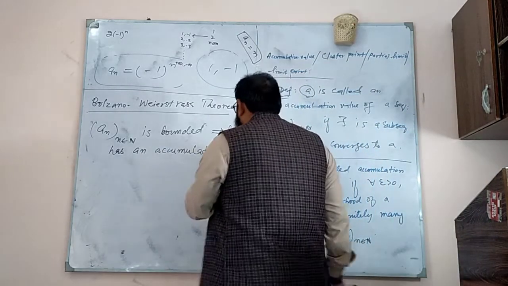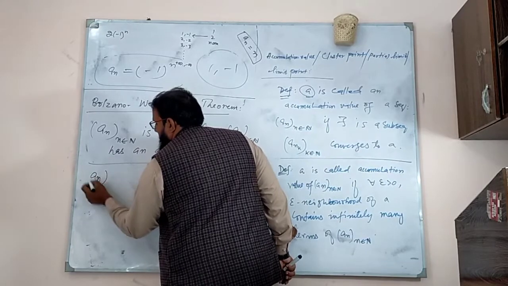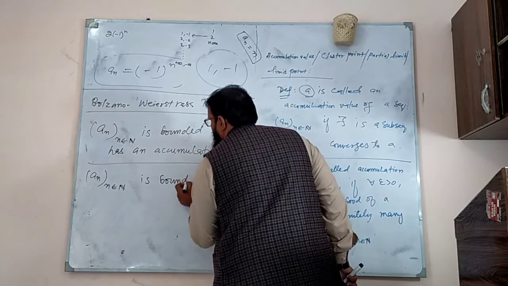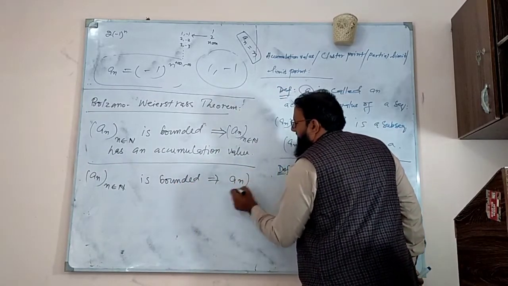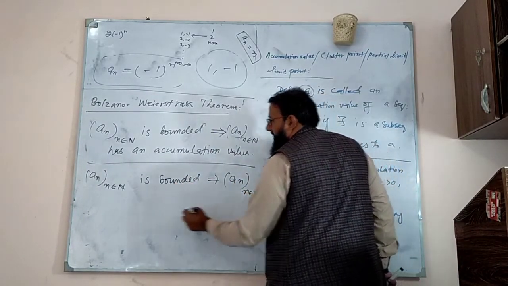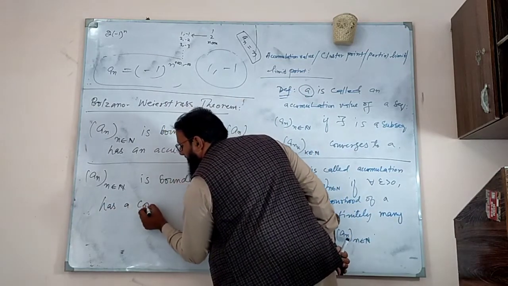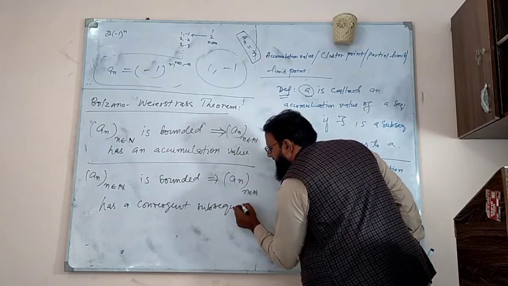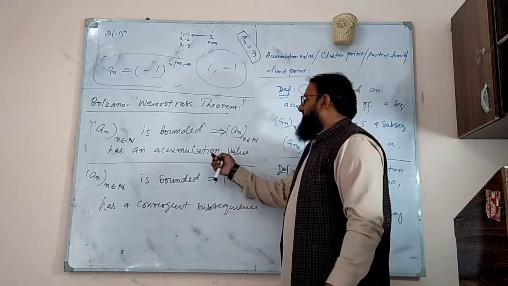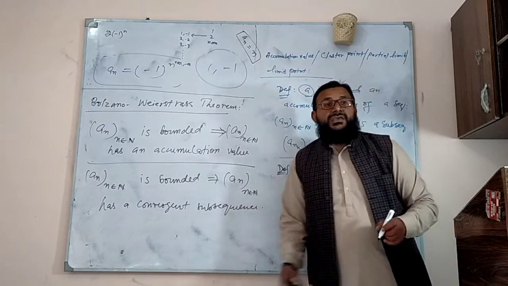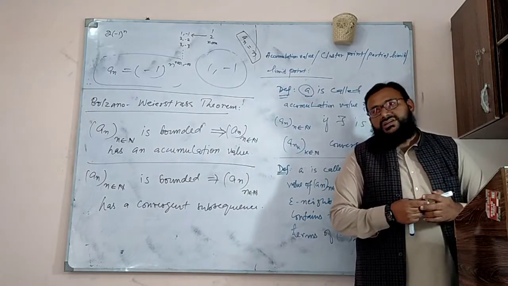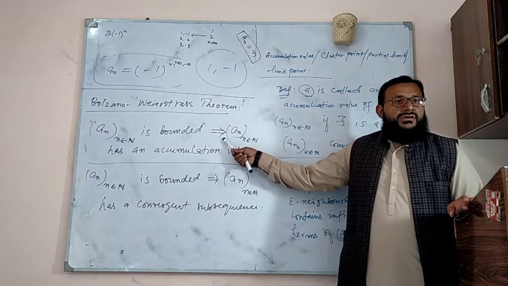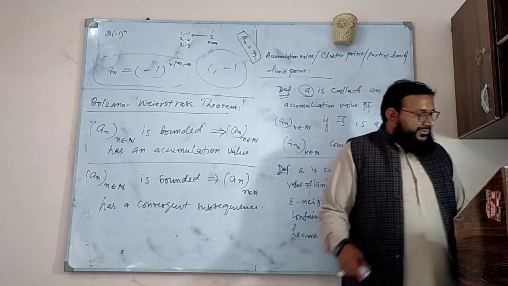Or the reformulation of this theorem is: if An is bounded, it implies An has an accumulation value, which means it has a convergent subsequence. If it has an accumulation value, obviously it would have a subsequence which will converge. So this is the statement of the theorem, or this is the statement of the theorem. Both are equivalent things.